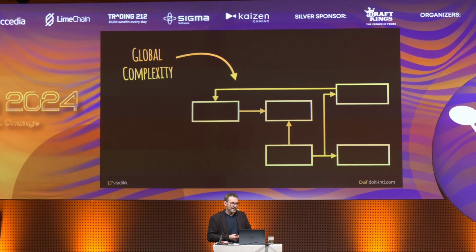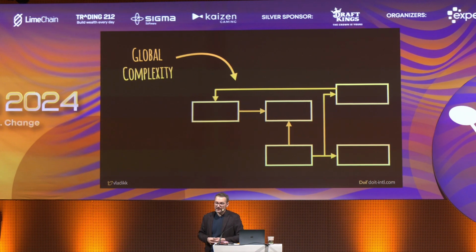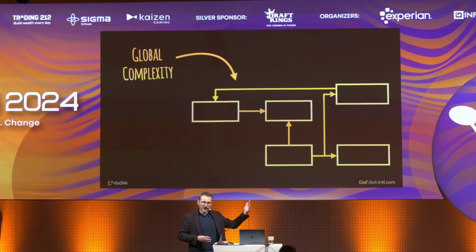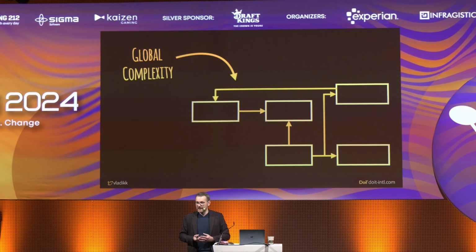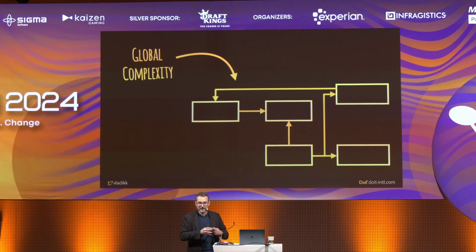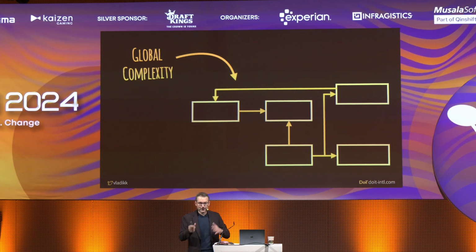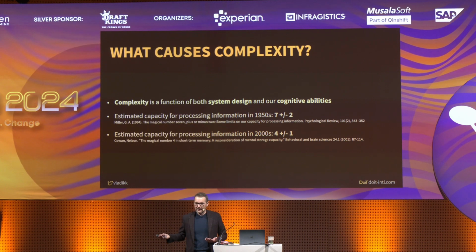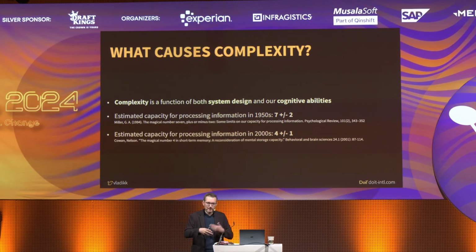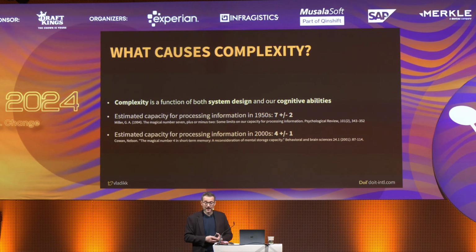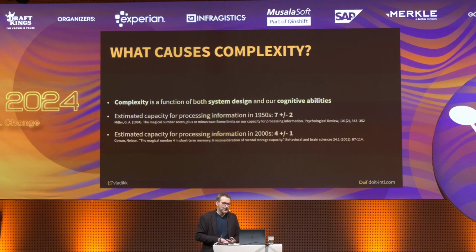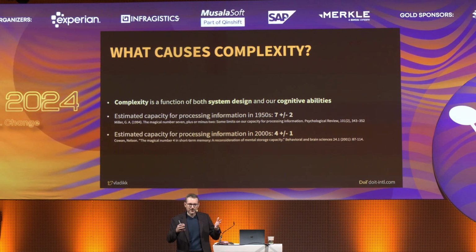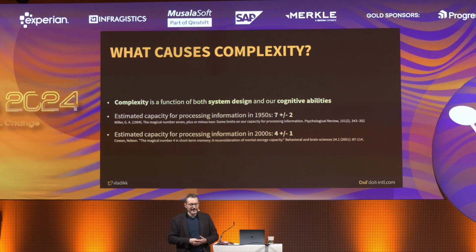Cool. So now we have complexity, but what really causes it? Of course, if you design a system, let's say you define your component boundaries arbitrarily, it's going to be complex. So of course, it's a function of the design, but that's only half of the story. The second part of the story is us, because we have our cognitive limits. In the 50s, they conducted experiments to try to measure what our cognitive limits are. They came to the conclusion that it's 7 plus minus 2 units of information that we can think about simultaneously.